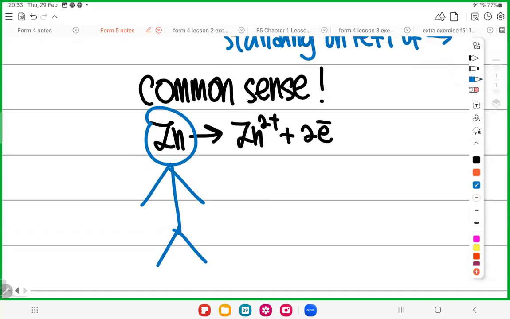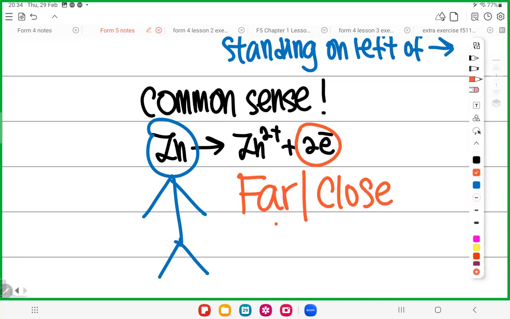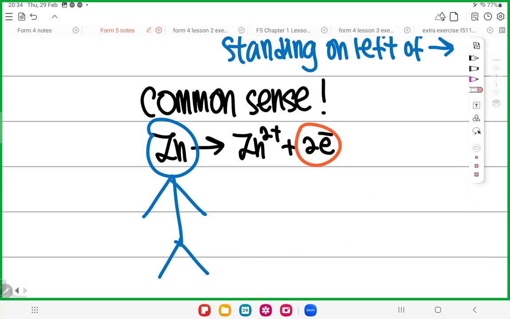Okay, everyone, open your eyes big, big. You see where is the electron? On the right. So guys, tell me, now the electron is far away from you, or the electron is very close to you? F go for far, C go for close. From this picture, everyone. Far, right? Very good. So the electron is far away from you.